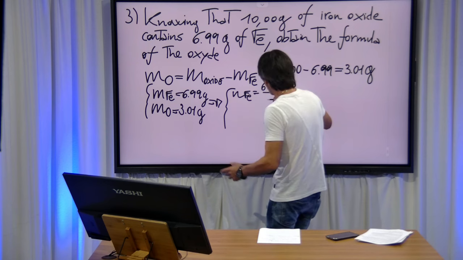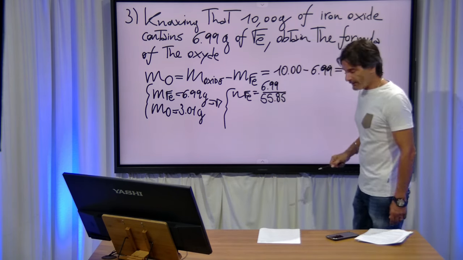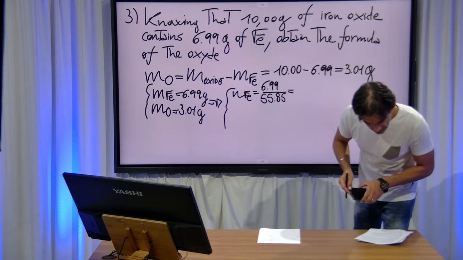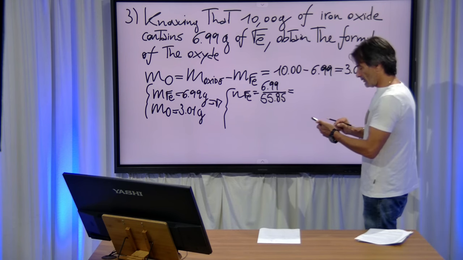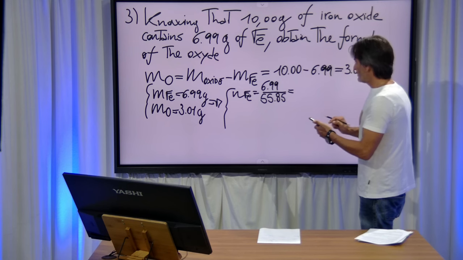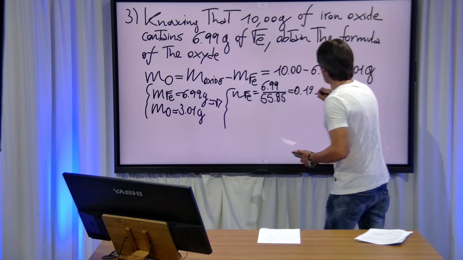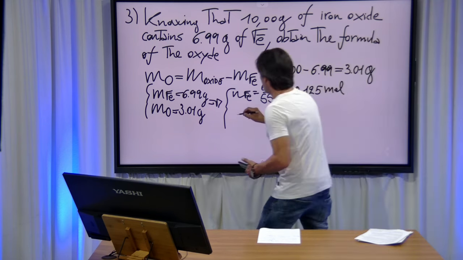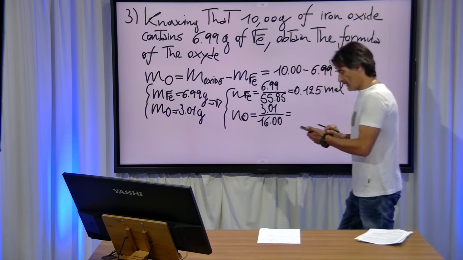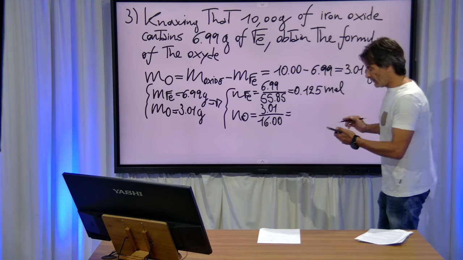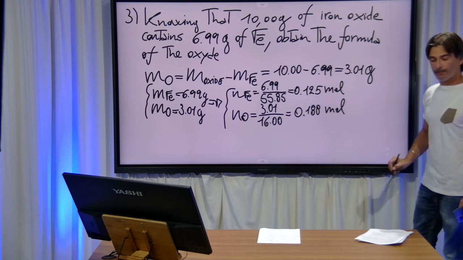In this case, as I remember well, the molar mass of the iron is 55.85. I have to do 6.99 divided by 55.85, which gives 0.125 moles. In the case of the oxygen, I obtain 3.01 divided by 16, which gives 0.188 moles. Good.